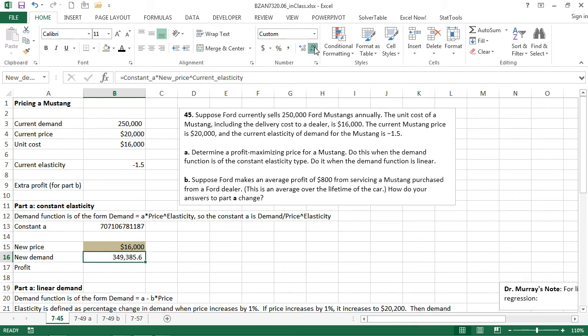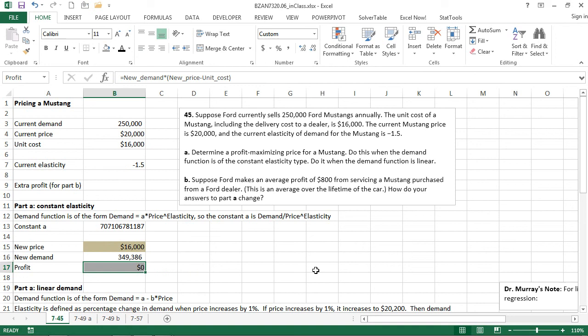And I'm just going to get rid of the decimal places. And so then my profit is going to be equal to demand times price minus cost, right? And profit is going to be my objective function for this model. Okay. All right. So there's my model.